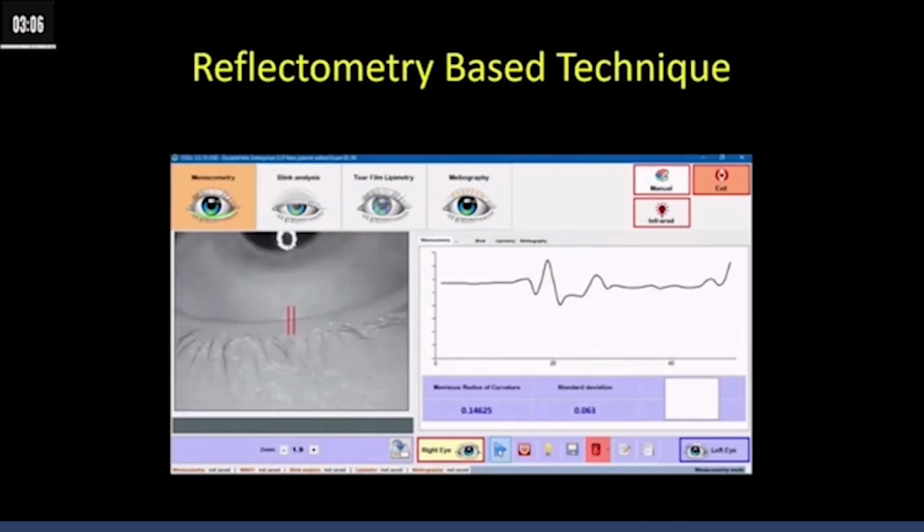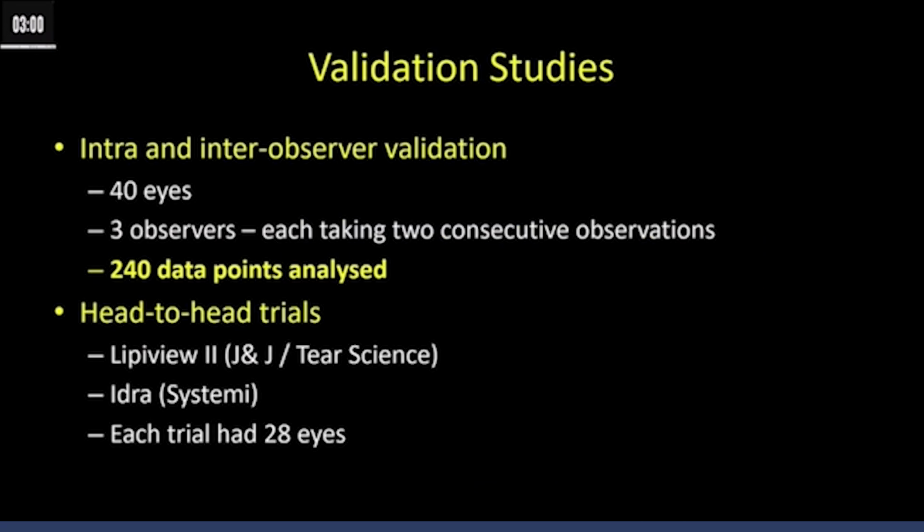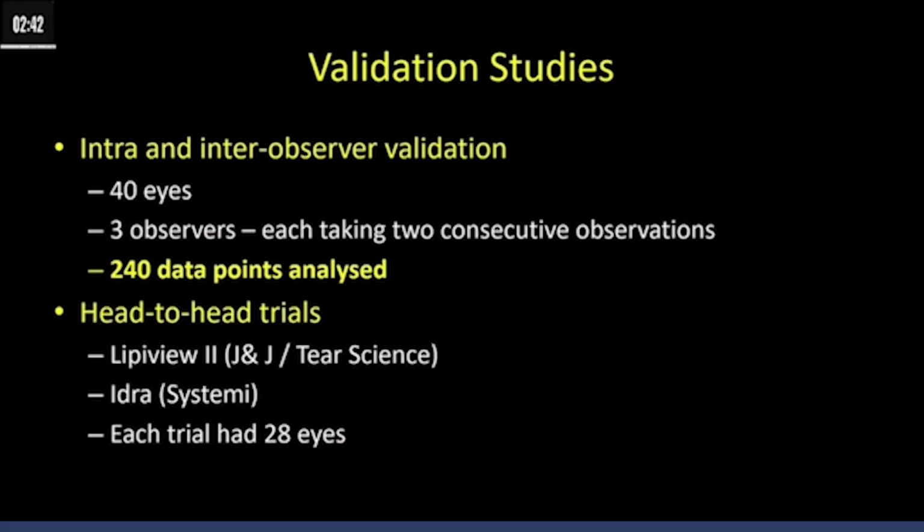So we also proceeded to validate the device, and we did two sets of validation studies. One was the intra and inter-observer validation, and another was head-to-head analysis with IDRA and LipiView. So in the intra and inter-observer validation, we did 40 eyes, 3 observers, each taking 2 consecutive observations. So we had 240 data points per test, which is a fairly large series. And in the LipiView and IDRA, we had 28 eyes in each series.